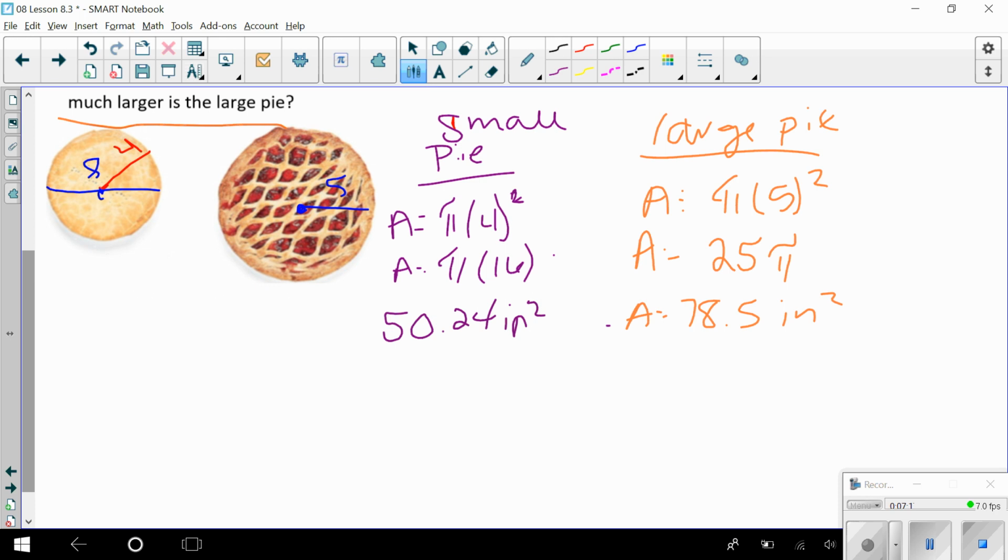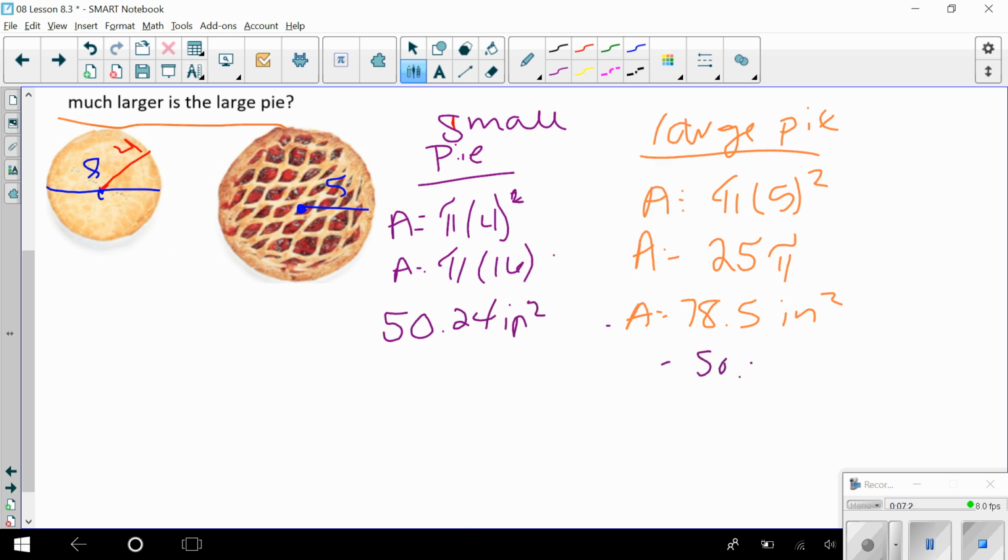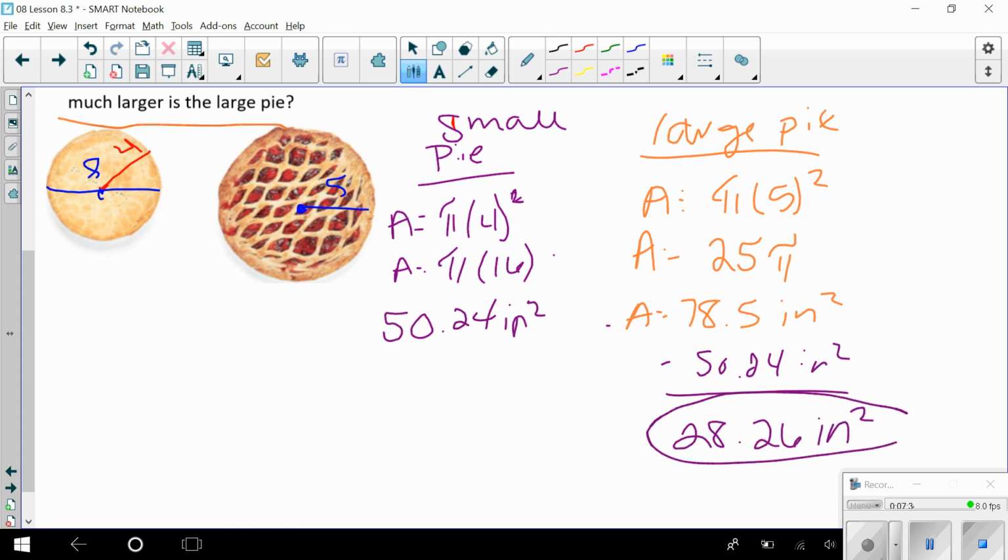So 78.5 minus 50.24, and they're both in inches squared. We get 28.26 inches squared. So the cherry pie is 28.26 inches squared larger than the apple pie.